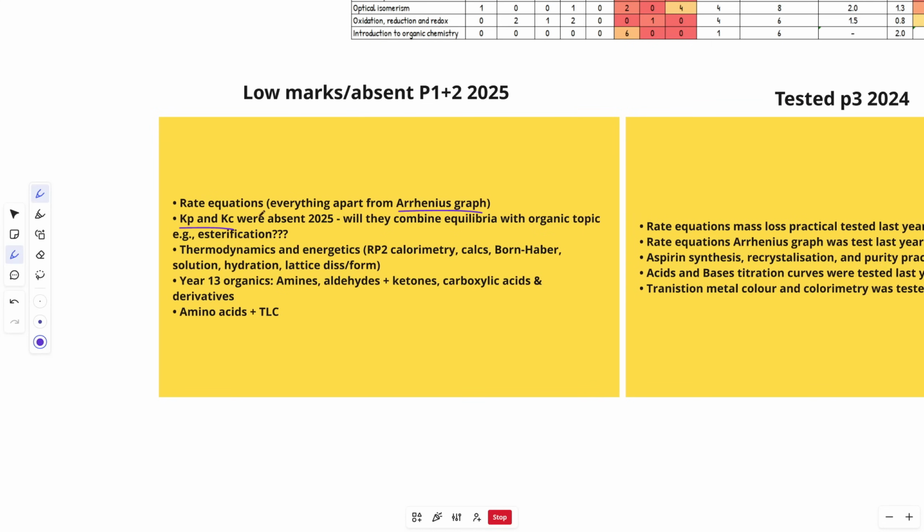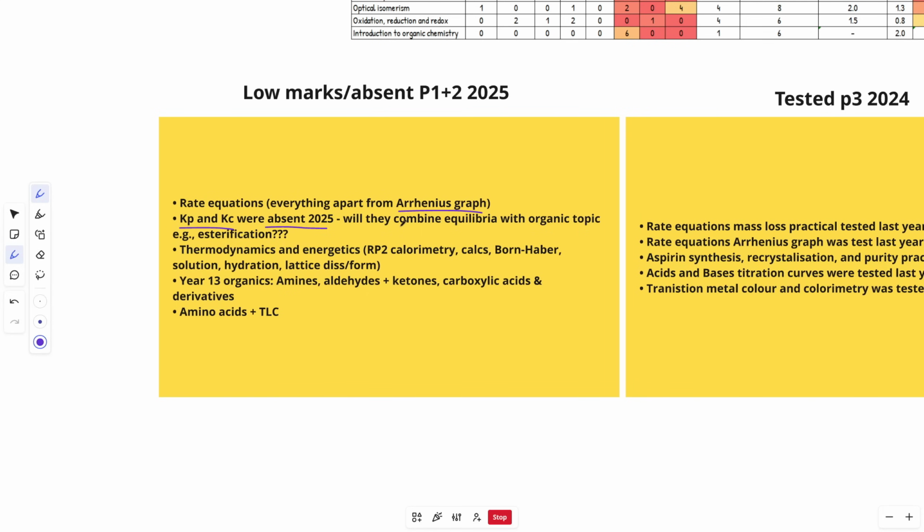The next weirdest one, Kp and Kc, where are you at, man? I don't know what is going on here, because Kp has been in every single year, 8 years in a row, and Kc has also been present quite a lot in paper 2 as well. So I don't know what they're thinking here. I don't know where they're going to go with this, because equilibrium is such a core, fundamental concept in chem. So I don't really know what they're doing, to be honest.